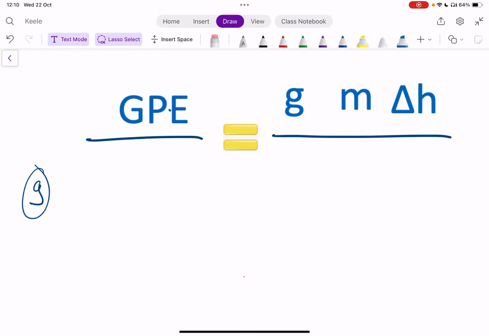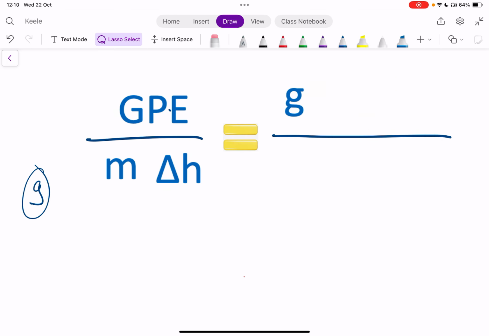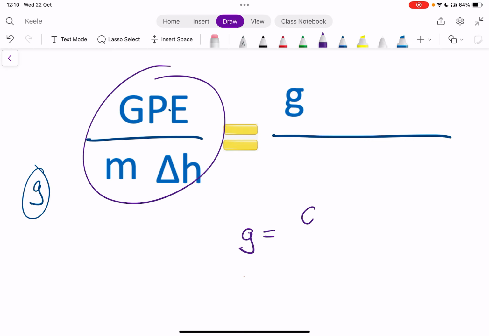In which case, now those two bits are together, and if this makes it easier for you, you can think of picking those up in one go and shifting them both down. But it hasn't changed it. We've got exactly the same answer. The equation for G is still this: gravitational potential energy divided by mass times change in height.